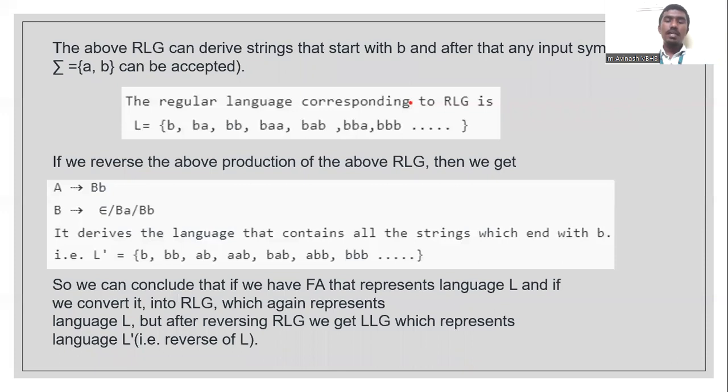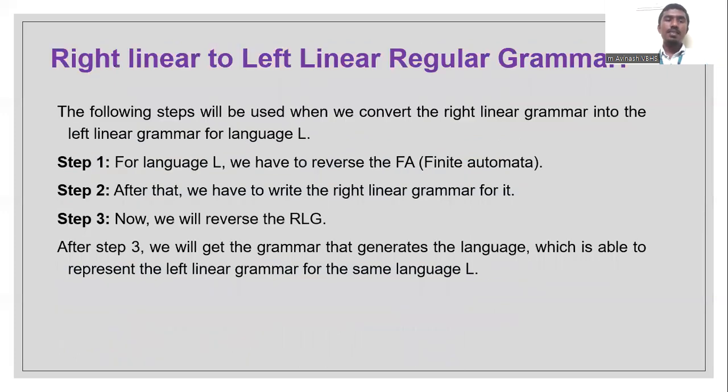So we can conclude that if we have a finite automata that represents a language, and if we convert it into a right linear grammar, which again represents language L, then after reversing the right linear grammar we get a left linear grammar, which represents language L dash, that is the reverse of L.